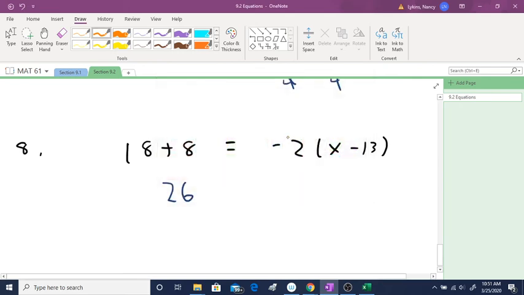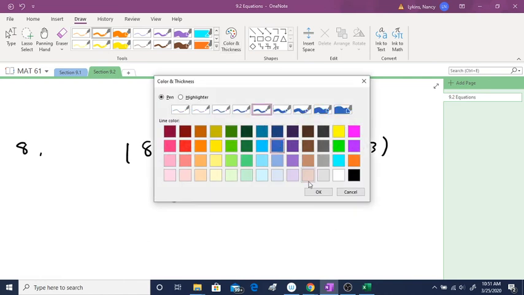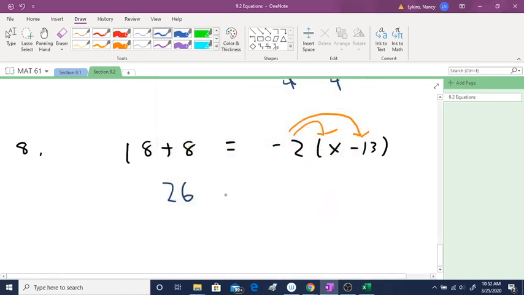But now this negative 2 is in front of the parentheses. That's the distributive property. So that means I want to multiply negative 2 times x to make negative 2x. Negative 2 times negative 13 makes a positive 26. So you could move this over: negative 2x plus 26 equals 26.